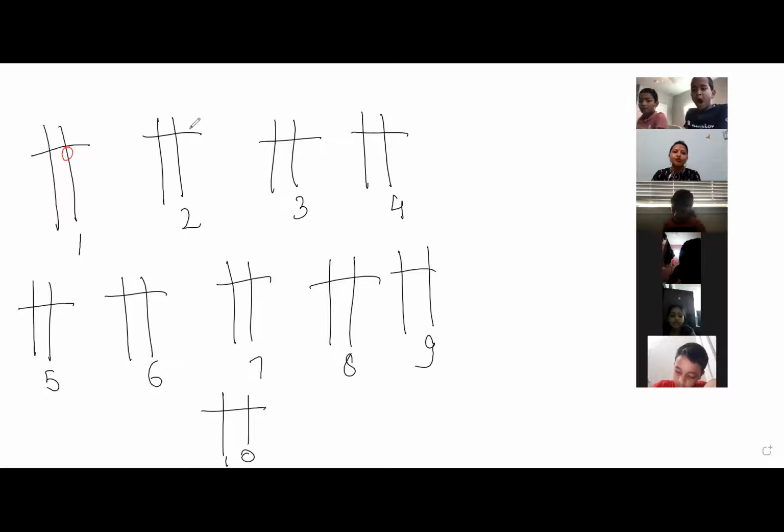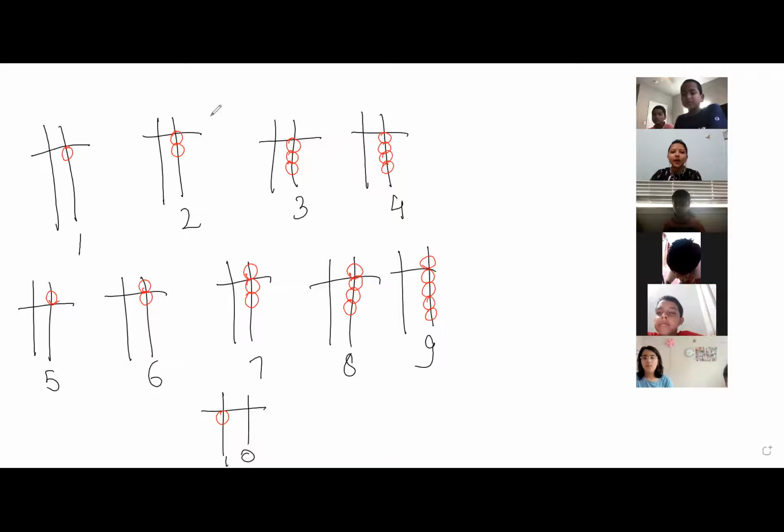For 1, 1 bead. For 2, 1, 2. 1, 2, 3. 1, 2, 3, 4. 5. Then 5 and 1, 6. 5, 6, 7. 5, 6, 7, 8. 5, 6, 7, 8, 9. For 10. Check your answers. Ma'am, all correct.